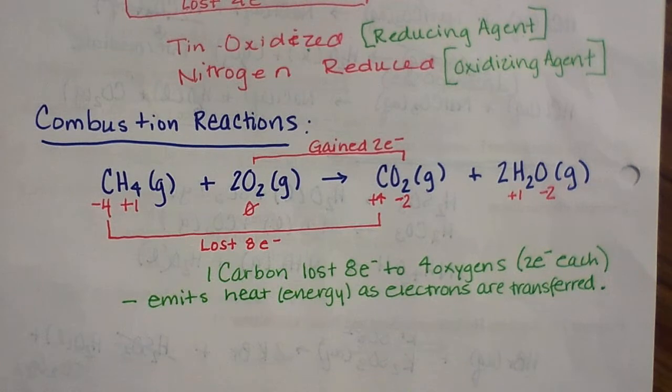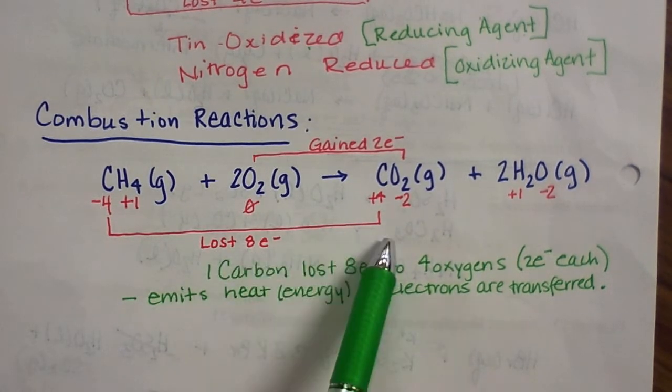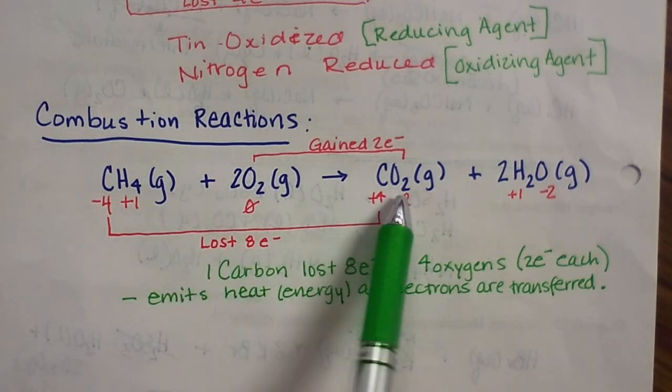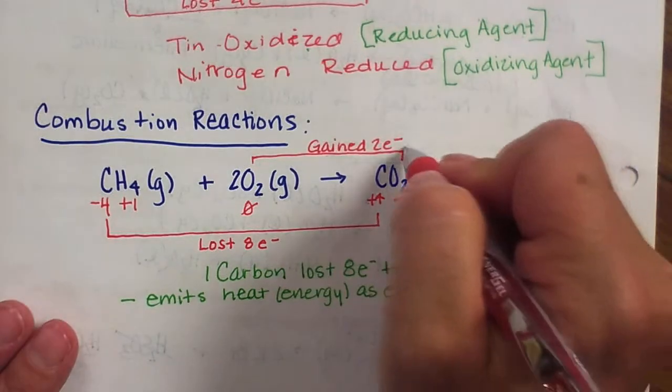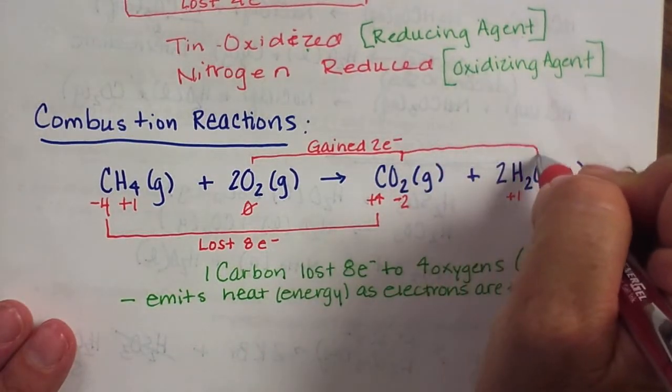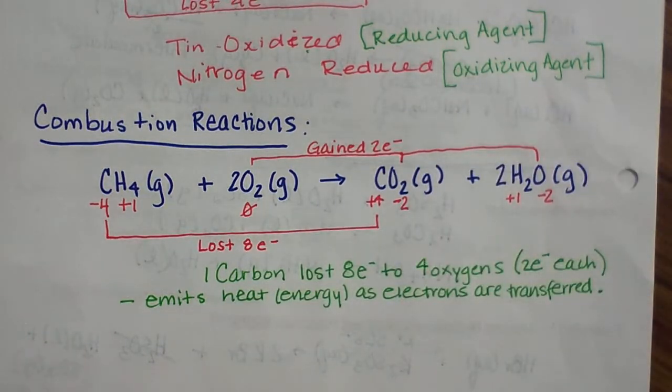So you can actually see now, carbon's losing 8 electrons. These 2 oxygens are each gaining 2, and then over here, these 2 oxygens are gaining 2 electrons. So that's 4 oxygens, 8 electrons. All right, so let's look at 2 more examples here.